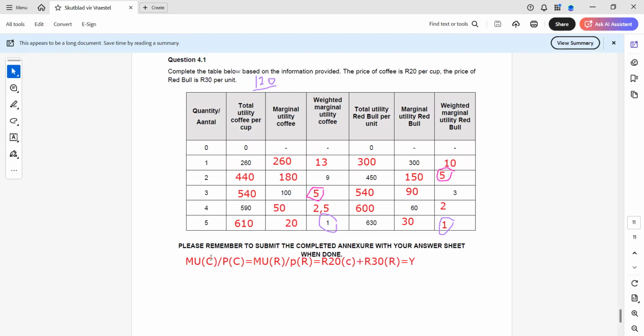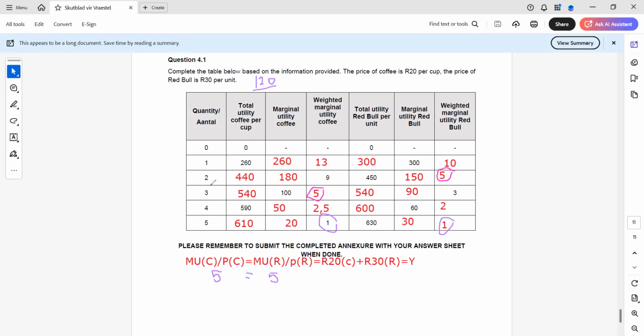So now we have to find, because already we have determined the point where marginal utility per rand is 5 for good C, which is coffee, and where also marginal utility per rand is 5 for good R, which is Red Bull. Right. Now the second condition is that it also has to be equal to their income. So now let's see if they decide to purchase the combination where their marginal utility is 5.